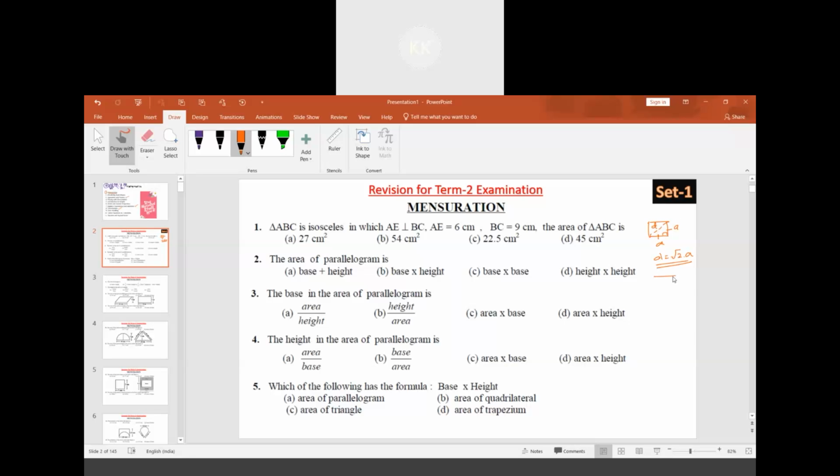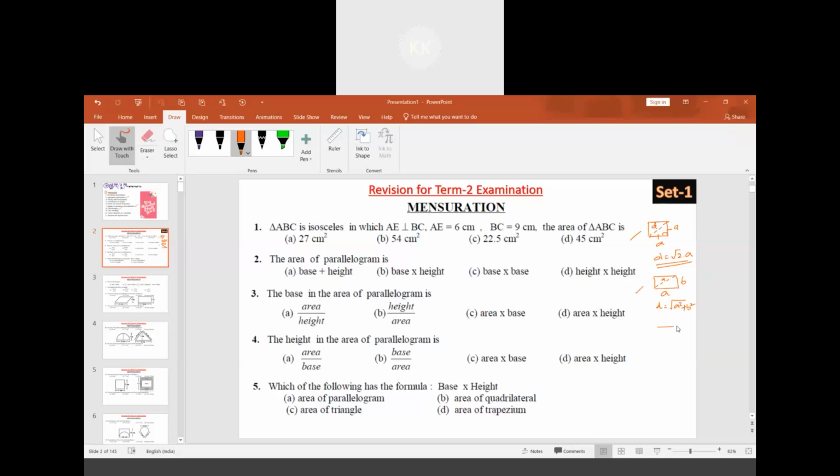Coming to rectangle, if the length and breadth are a and b respectively, its diagonal is given by root of a square plus b square. So apart from area and perimeter, you must remember these two also.